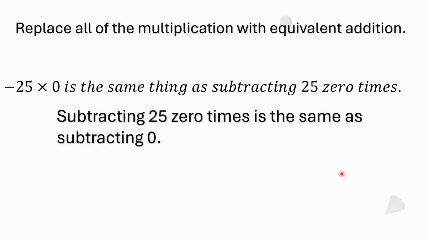Now, another thing you can do in these problems, if some people are confused about mixing addition and subtraction, you can replace all the multiplication with equivalent addition. In this case, minus 25 times 0 is the same thing as subtracting 25 0 times. Now, subtracting 25 0 times is the same thing as subtracting 0.